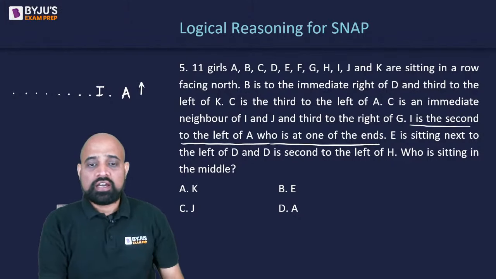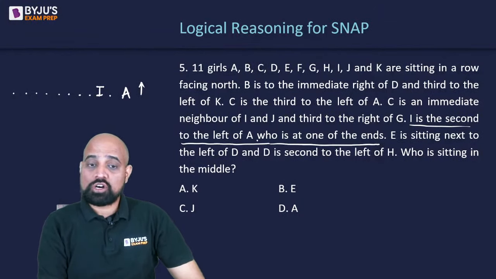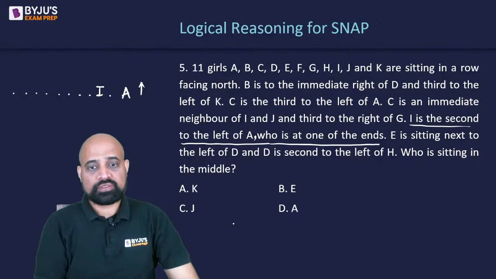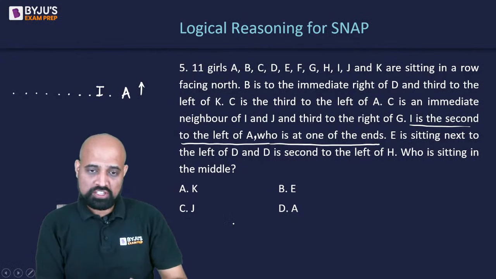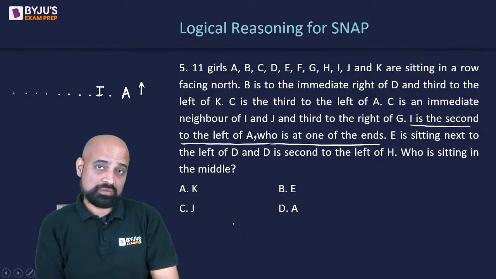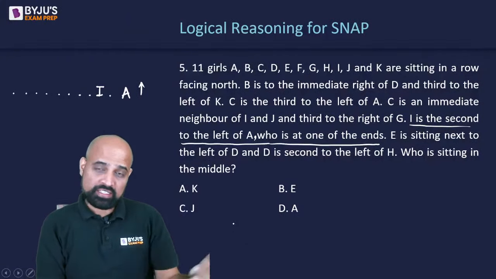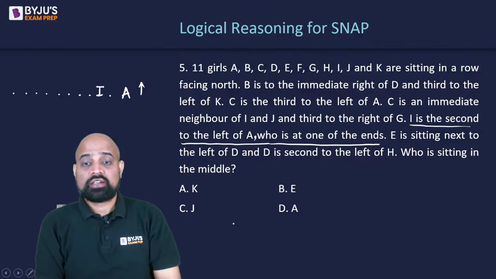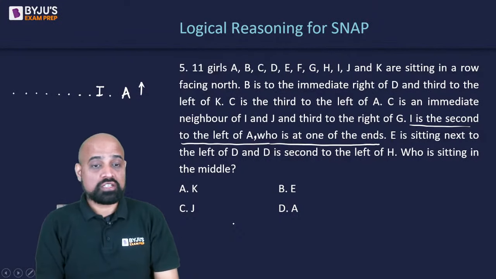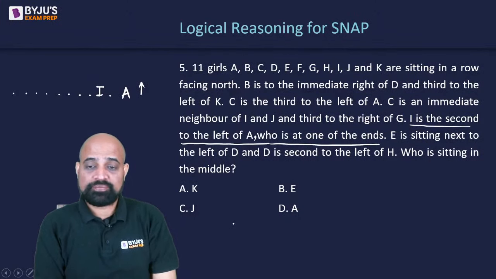Okay. I'm assuming that there is a comma missing over here. Okay. So if there is a comma, that means this "who" is about A. If there is no comma, that means I is about A. Then I turns out to be at the leftmost end and A is going to be two places to his right. So for now, let's proceed by assuming this. Okay.